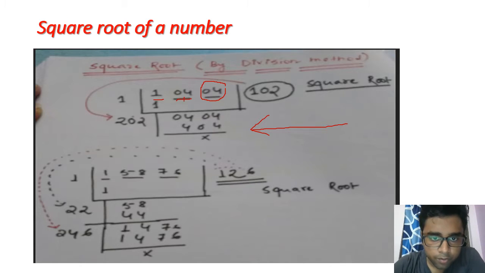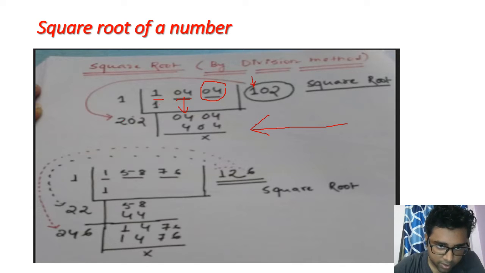Now we bring down 04, and as 1 cross 1 we are getting 1, the 1 is here. Now we put 2 here. How are we coming to 2? It is 1 cross 2. Whatever number we are getting here, we have to double it here. So we are getting 2.